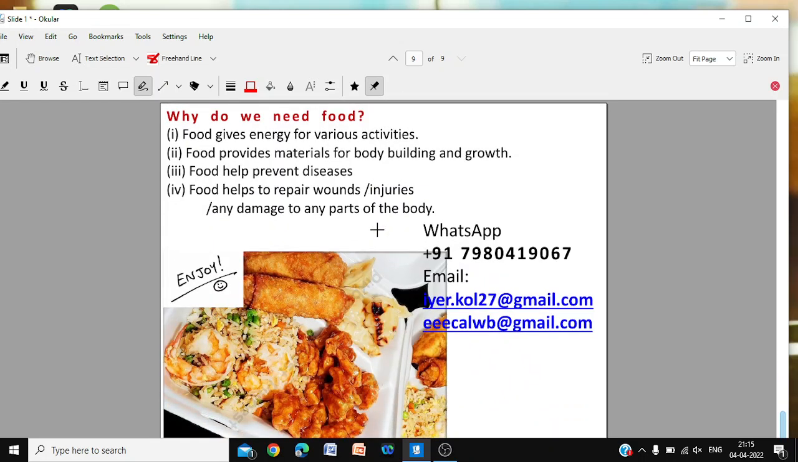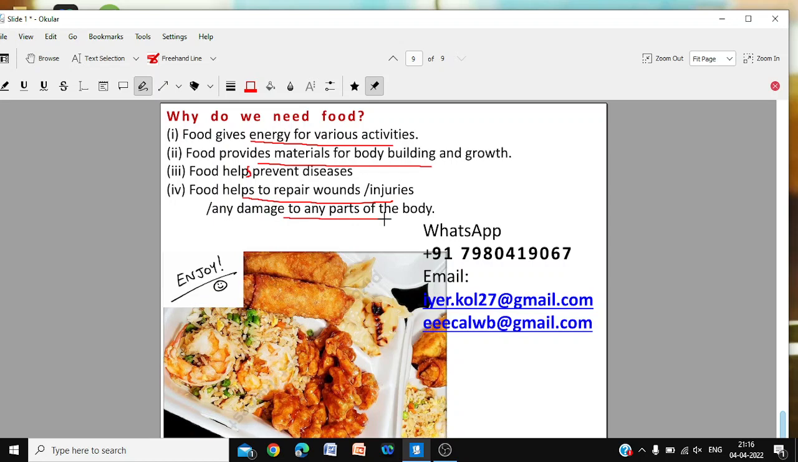Lastly, why do we need food? Food gives us energy for various activities. Food gives the energy for all the activities: running, playing, studying, fighting. Food provides materials for bodybuilding and growth. Food helps prevent diseases. Foods help to repair wounds or injuries or any damage to any parts of the body.